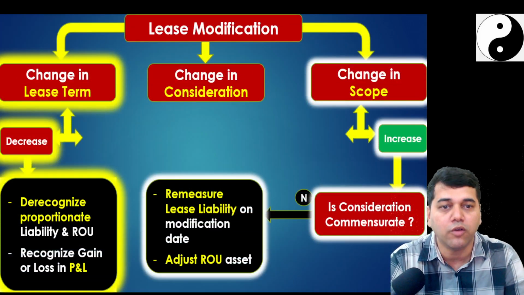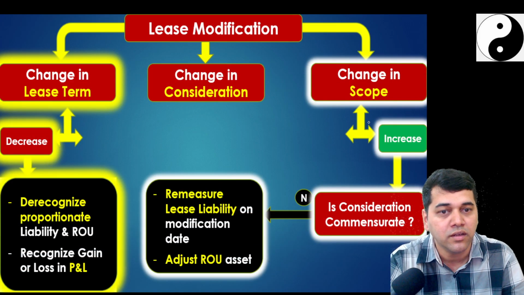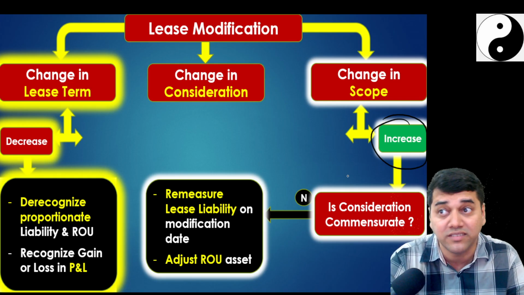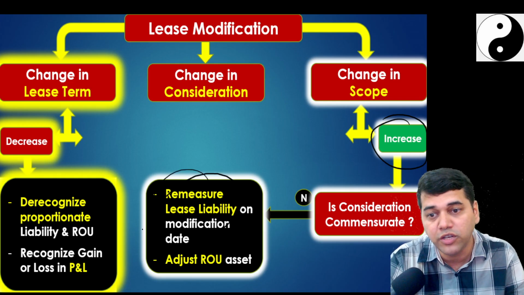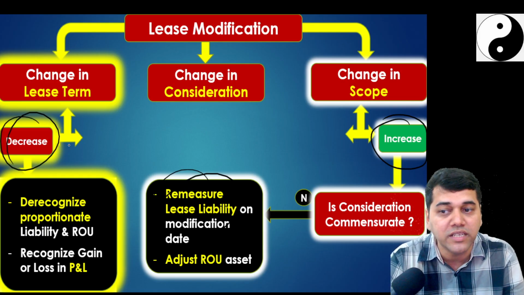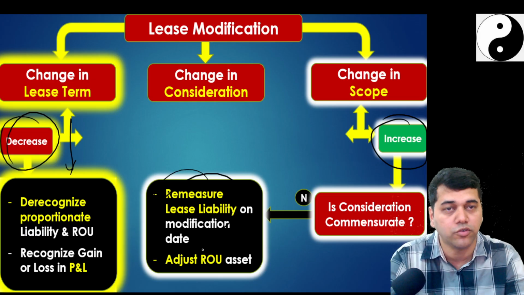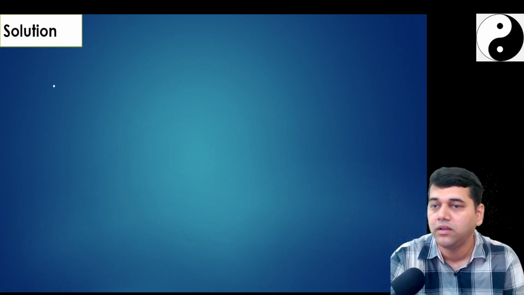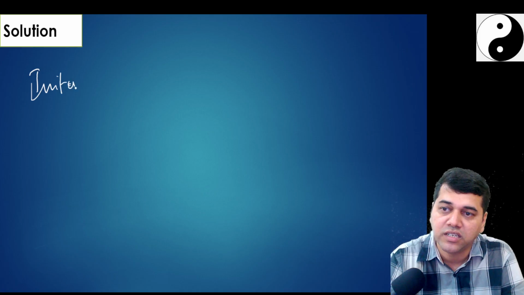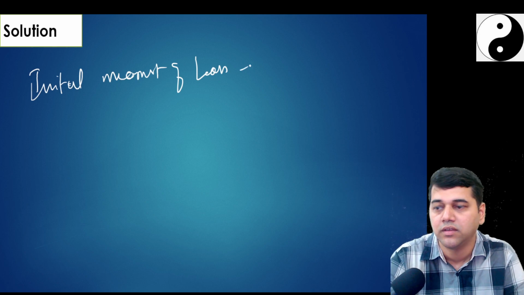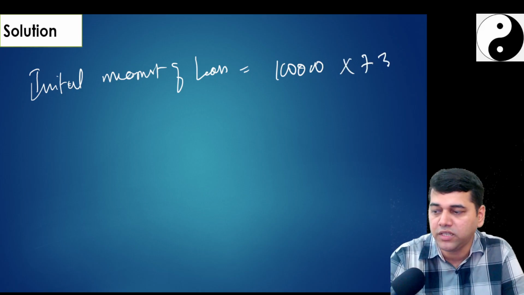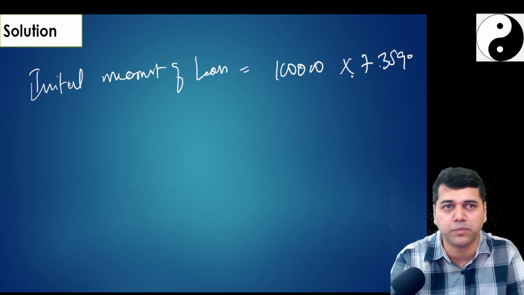In this problem, you have got two effects here. One, you increase the consideration, its quantity, but since the consideration is not in line with the SSP, you are going to remeasure now. At the same time, you decreased, so you are going to reduce it. Followed, no? Yes. Start the solution, right? Initial measurement of lease is equal to 1 lakh you pay into 7.3590.